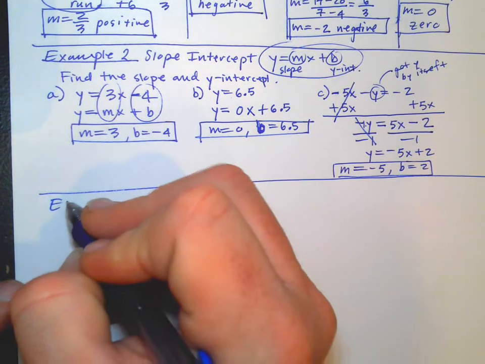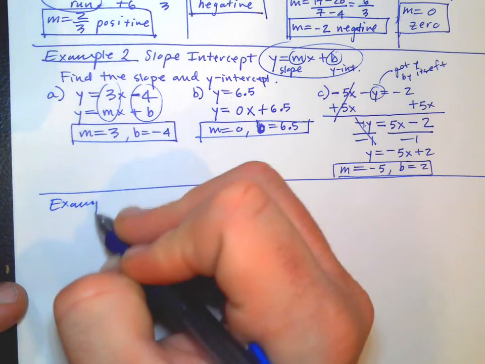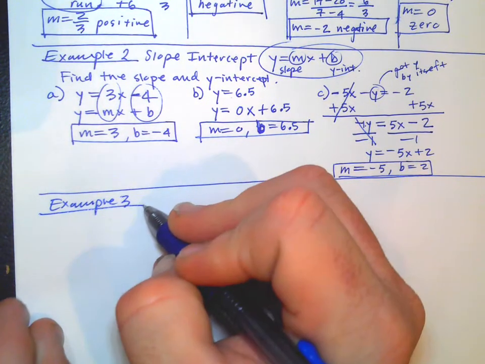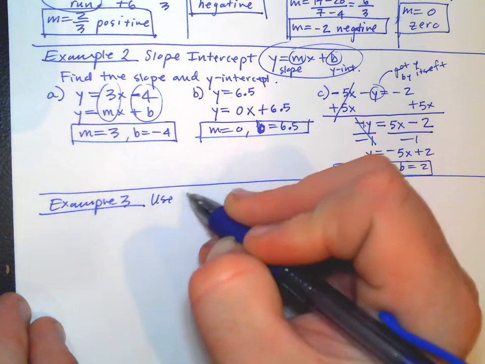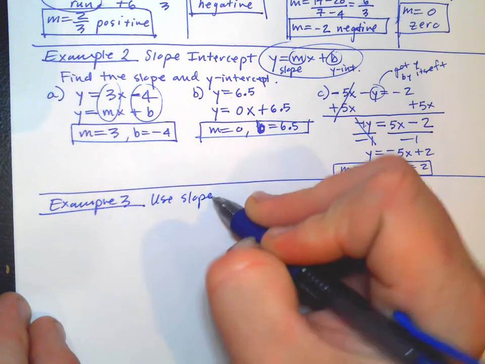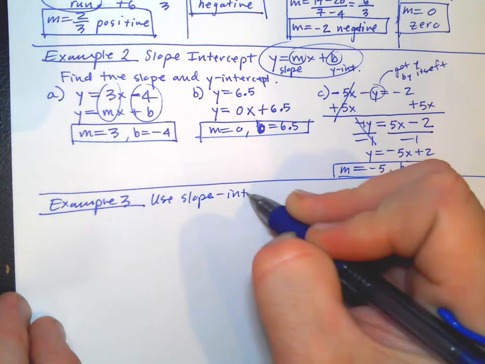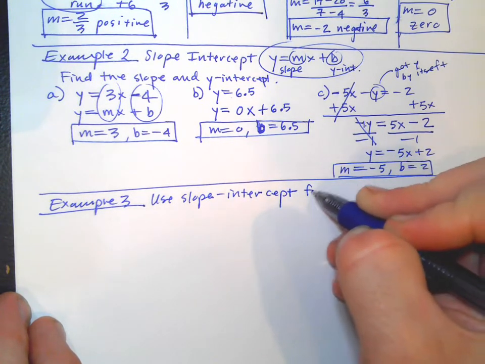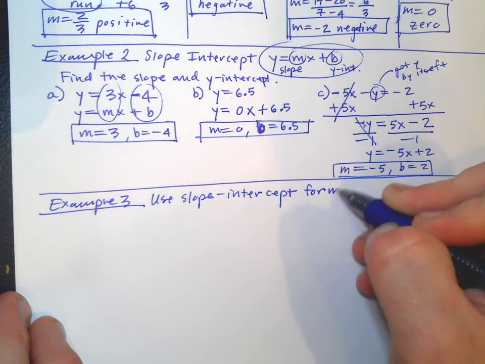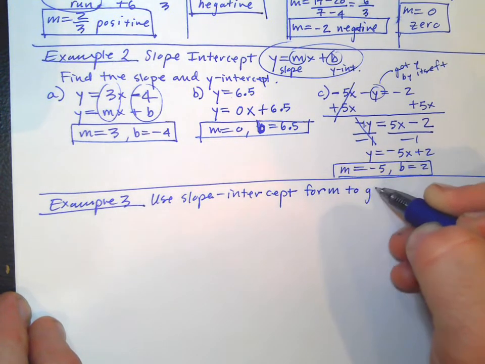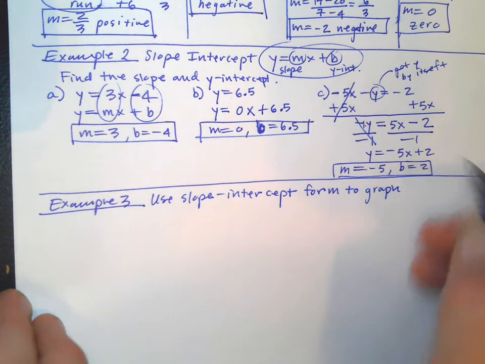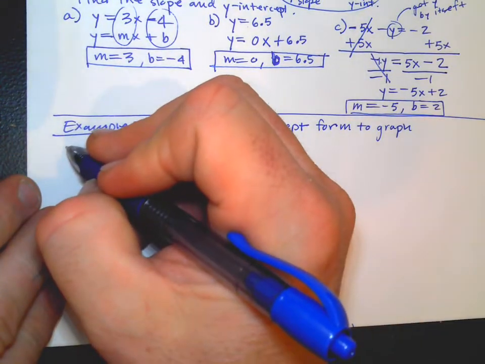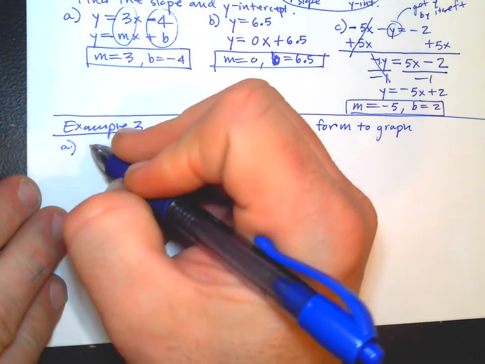Okay, example 3. On these ones, we are going to use slope-intercept form to graph the line. So now we're going to actually do some graphs. Now, if you have graph paper, it can help. Don't have to. So we're going to do 3 examples.